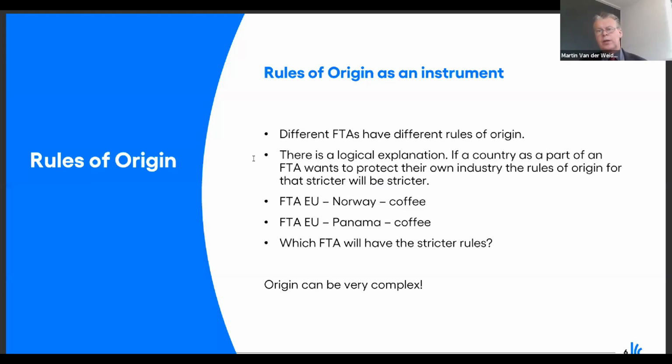And that's how it's working within the free trade agreements. We want to be friends with each other, but on the other hand, you want to protect your own industry as well. And it's always finding a balance in a free trade agreement, what's working for the exporting and for the importing country. And in the end, we end up with a rule of origin that might work for both of us. Because the rules of origin are not the same in every free trade agreement, again, origin can be very complex.